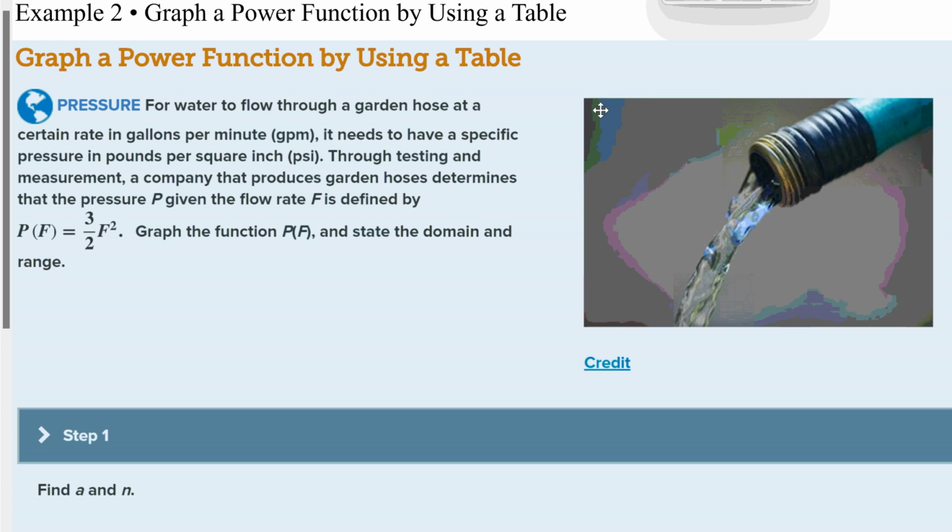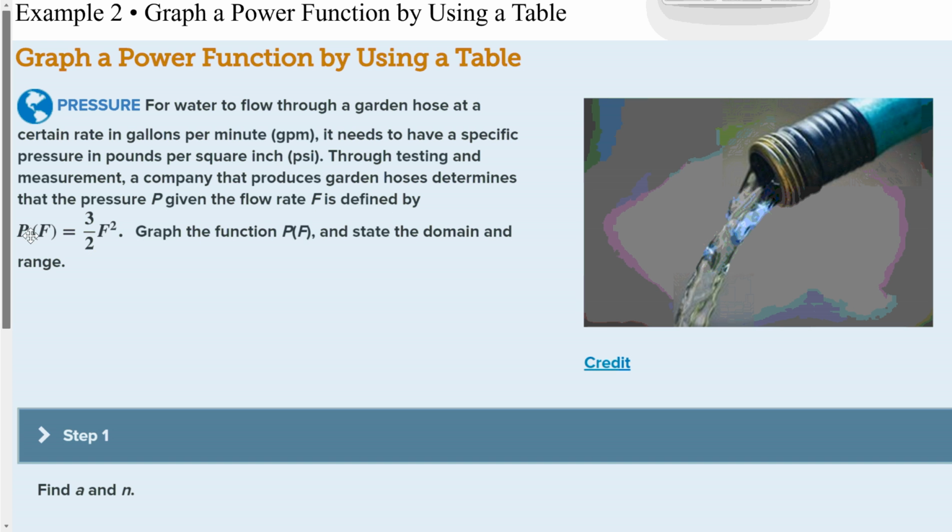Example 2, we're going to graph a power function by using a table. So we have water flowing through a garden hose at a certain rate, gallons per minute, and we want to find the pressure in pounds per square inch, through testing and measurement. Okay, and so we're given that the pressure P is given by our flow rate F.